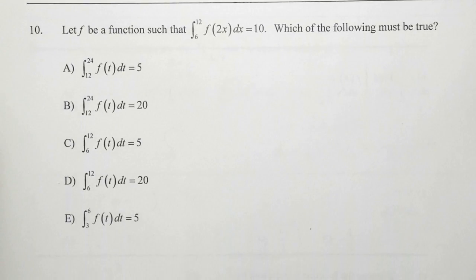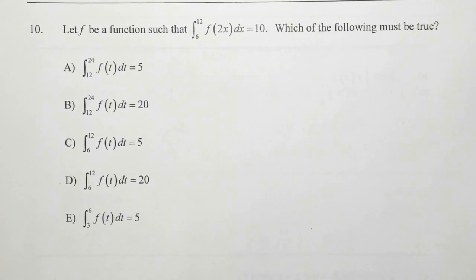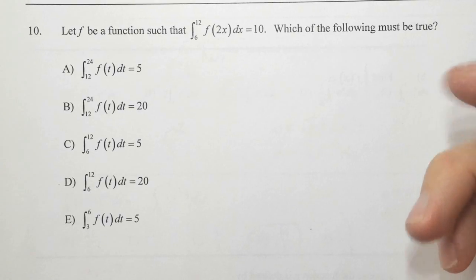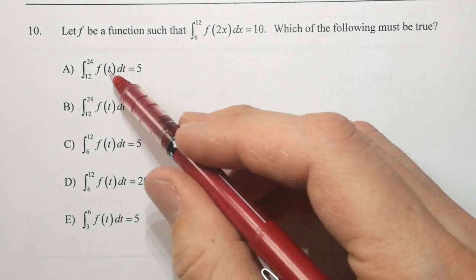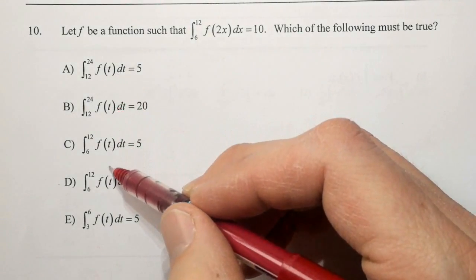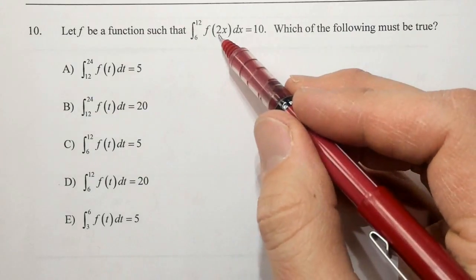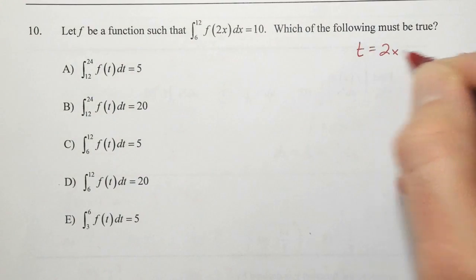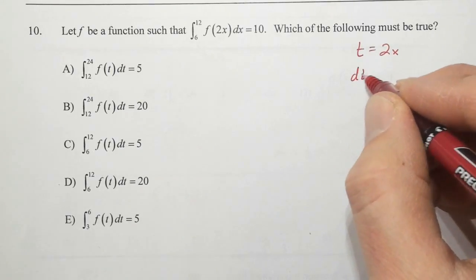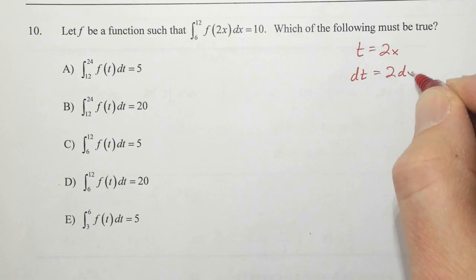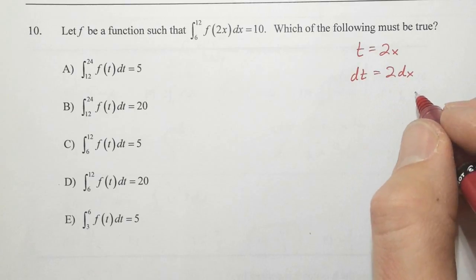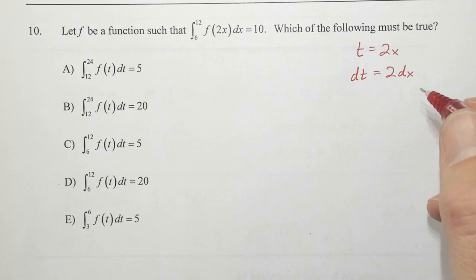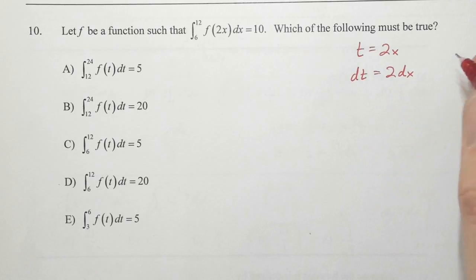With number 10, we have the integral from 6 to 12 of f of 2x dx is equal to 10. Which of the following must be true? Right, so we see in every single one of the cases we have this t instead of 2x. So it looks like we need to make t equal to 2x. If that's the case, dt is equal to 2 dx. In essence, we're doing u substitution, except we're using the variable t. So it's t substitution. It's the same process.